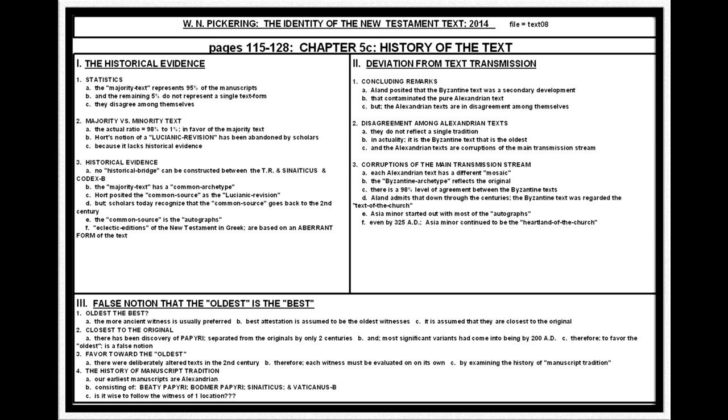Thousands of manuscripts provide a foundation for the majority Textus Receptus. The critical text is based primarily on Sinaiticus and Vaticanus.